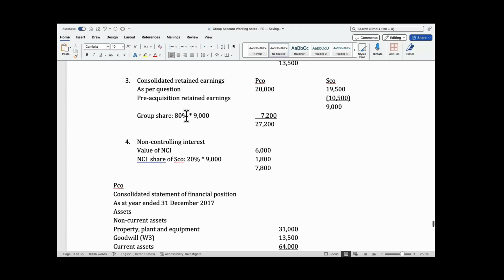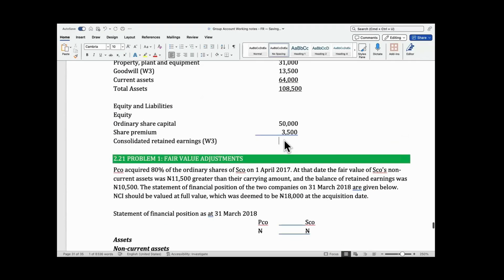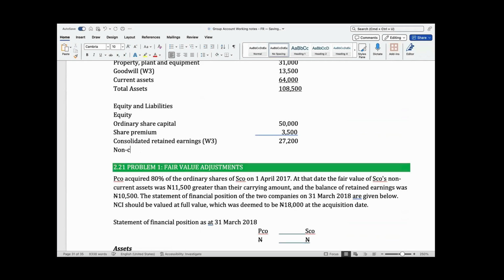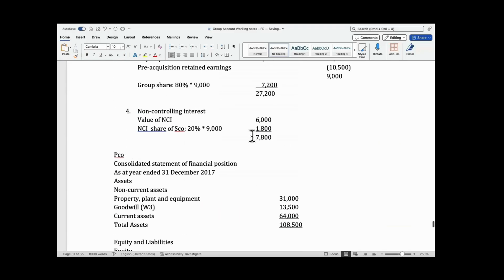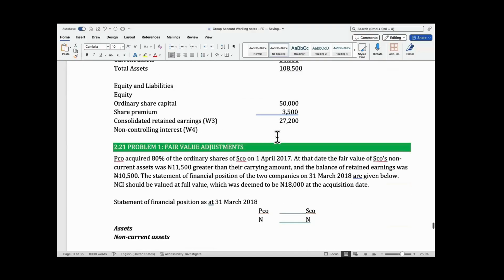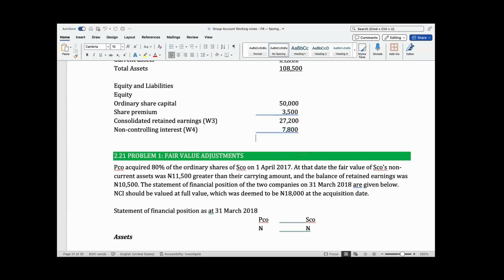How much is that? 27.2. Then non-controlling interest, which is working 4. 7.8. So what's the addition of everything? $88,500.